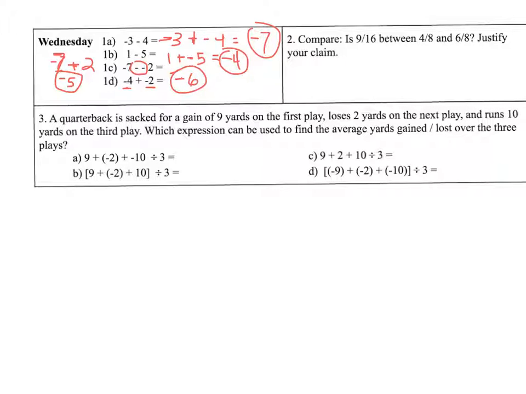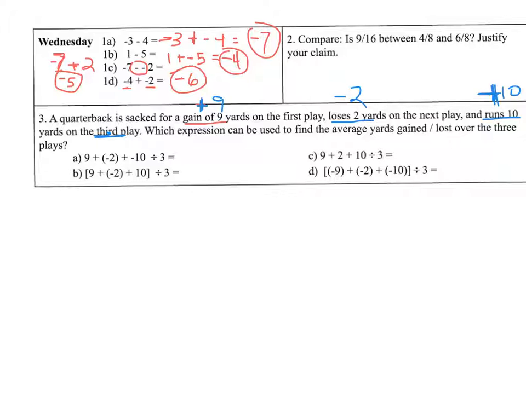For number 3, a quarterback is sacked for a gain of 9 yards. So we're going to annotate that and make that positive 9. Okay, you're gaining yards. On the first play, the second play loses 2 yards, so that's minus 2. The next play he runs 10 yards, so that's going to be a gain of 10. Okay? So altogether that's 3 plays.